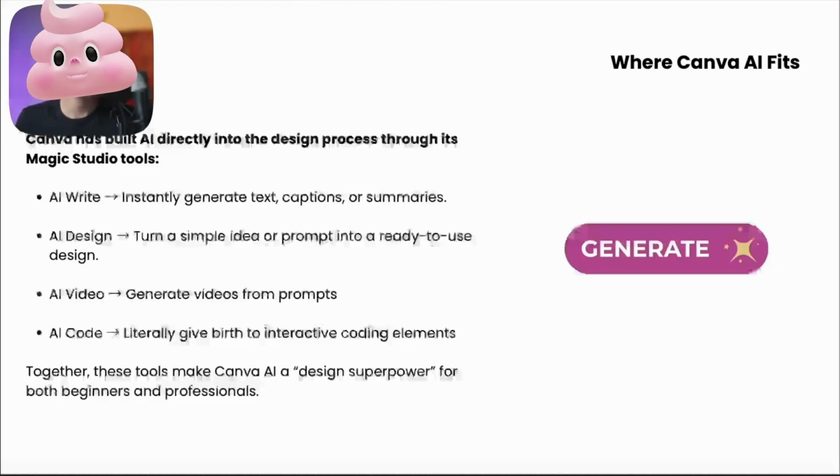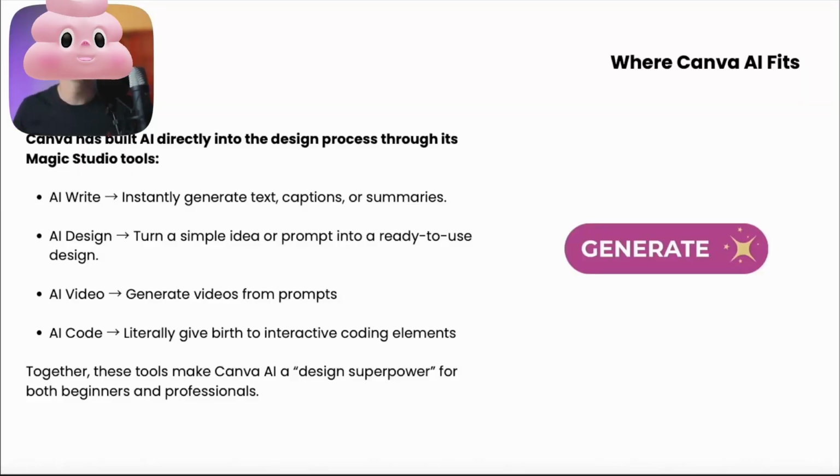Now, where does Canva AI fit and why should we use Canva AI? So again, Canva has built AI directly into the design process through its Magic Studio tools. We got AI Write, AI Design, AI Video, and AI Code. And this is pretty much everything that a creative business will ever need. And even if you don't have a creative business and you're just a simple creator doing this as a hobby, these four will completely change the way that you interact with content. So we're going to be going through every single one of these four AI offers that Canva has.